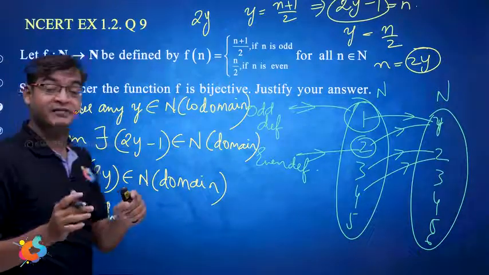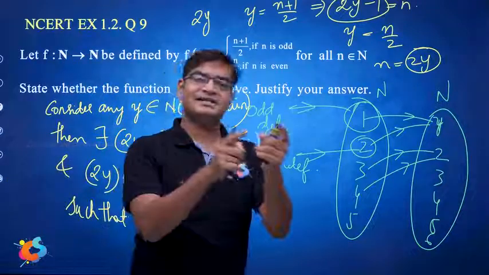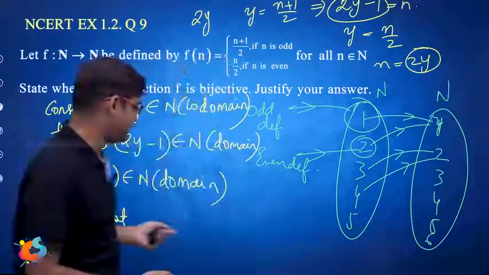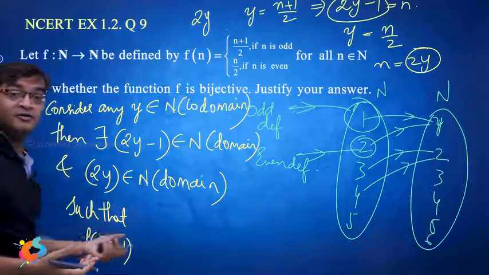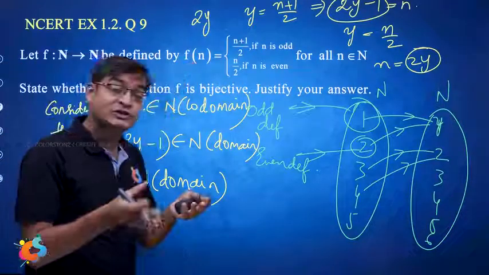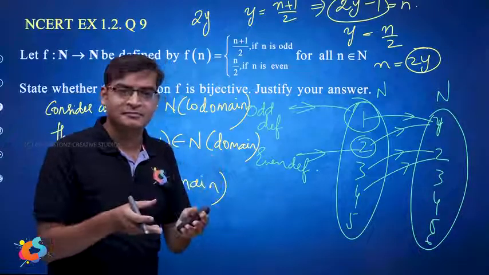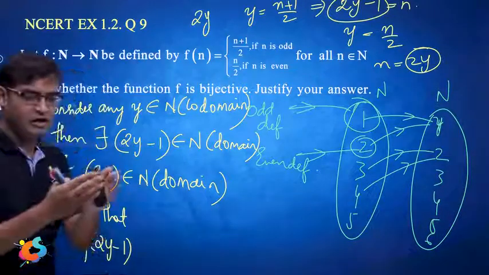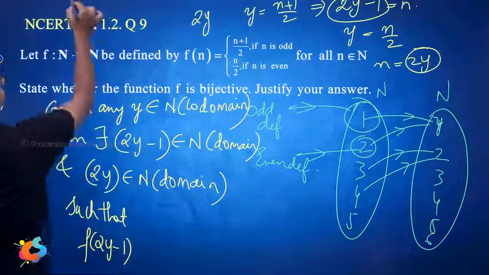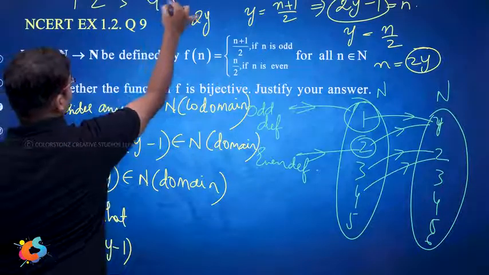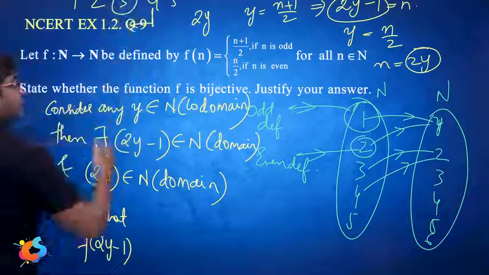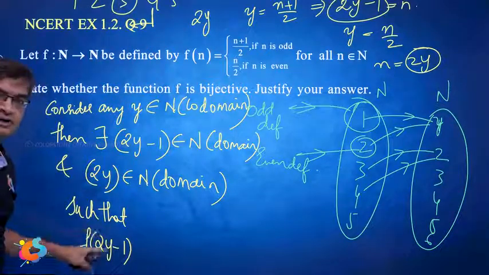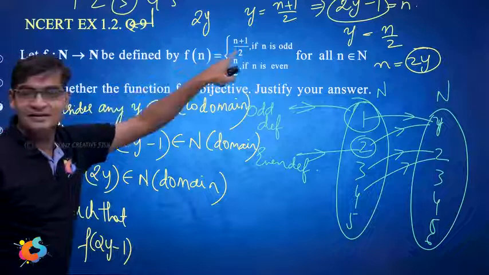Before, if you remember, what did we show? F of y by 2 is equal to y. Here also we have to show the same thing. F of 2y minus 1. What is f of 2y minus 1? Is 2y minus 1 odd or even? 2y is even. From an even number you go one less, that will be odd only. So therefore 2y minus 1 is odd, so I have to use this definition.